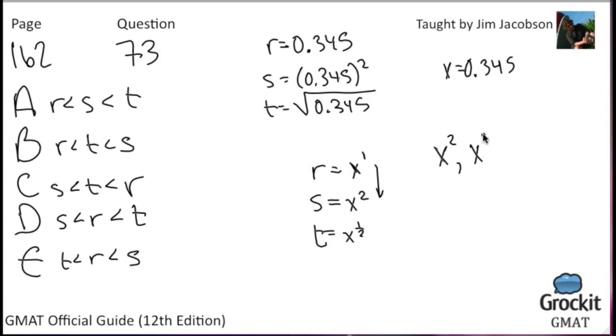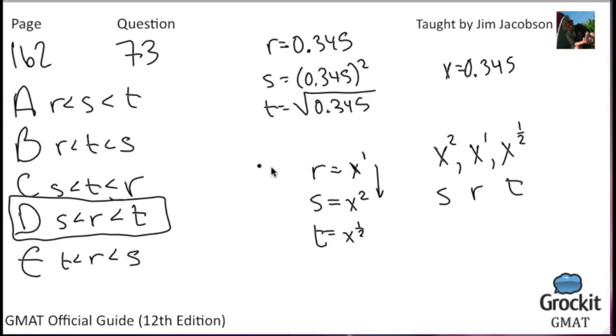The next smallest is x to the first, and then the one with the smallest exponent is the biggest number, x to the 1/2. Putting those back in our original terms, x squared was s, x to the first was r, and x to the 1/2 was t. So that leaves us with choice D as the correct answer.